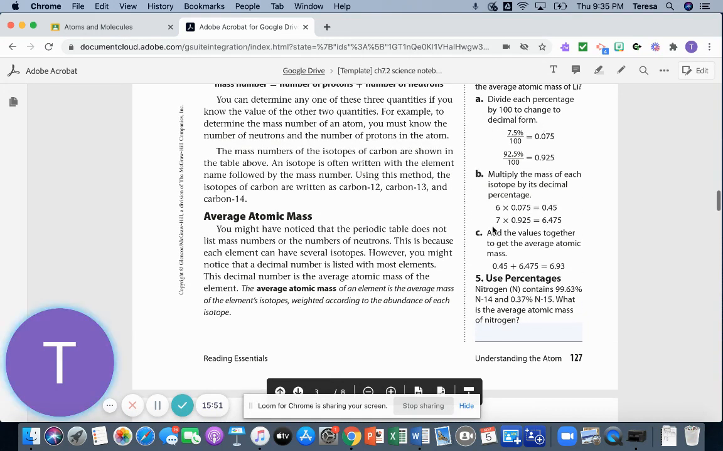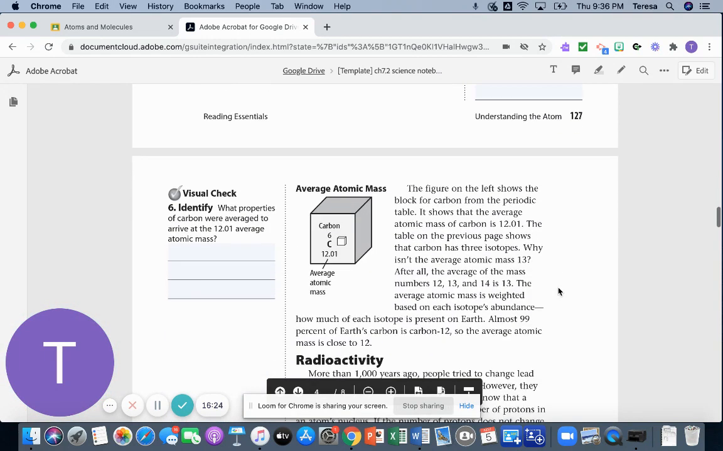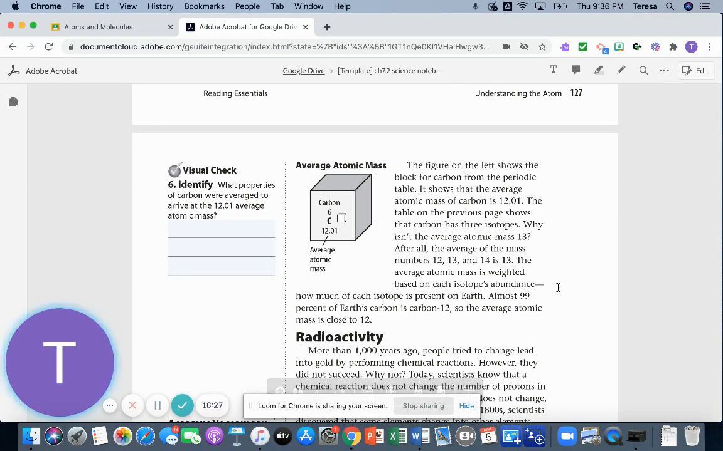Okay, so you're following these steps up here, A, B, and C, but you're using the numbers that are down here in number 5. So just replace the 7.5 by plugging in 99.63 up here, plug in 0.37 up here for 92.5, and then plug in 14 for 6 and 15 for 7. The values that you get, you're going to add together, and that will give you the average. Not super important, but just something fun to try.